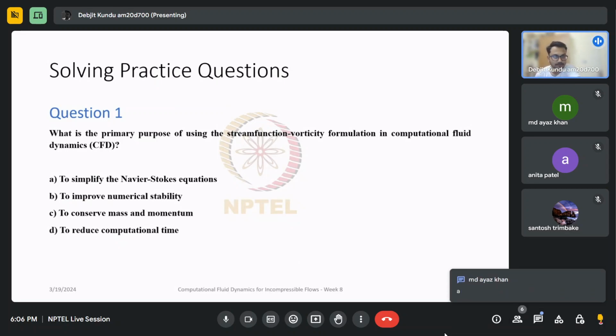I'm sure you're all familiar with the format of doing things. Once you figure out the correct solution after reading the question carefully, you can type in your answer in the chat box, or you can unmute and answer as well. If you have any doubt regarding the question or anything else related to the topics that we are discussing, please don't hesitate to ask. Just go ahead. Okay, so we already have a quick response in favor of option A, to simplify the Navier-Stokes equations. Let's see what others have to say. And participating in these questions is absolutely mandatory.